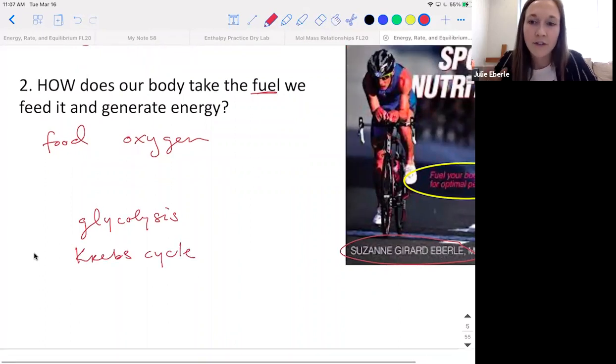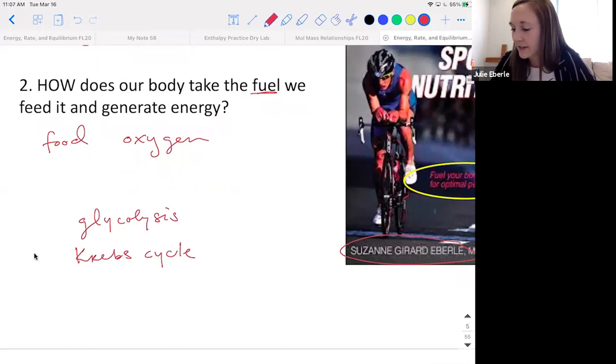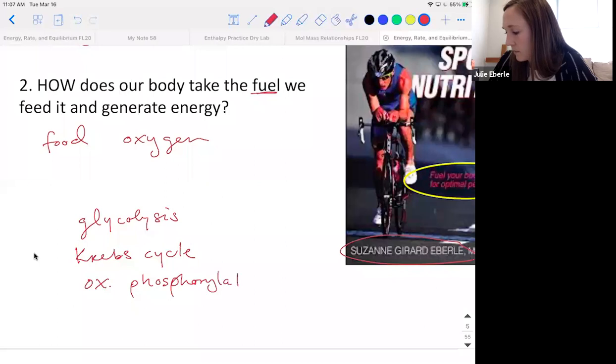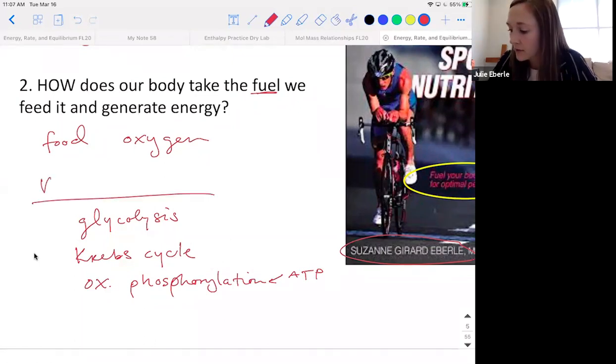Okay, and then the very last part of this is actually really specific, and I wouldn't expect anybody to know this until you take maybe a more upper level chemistry class. The last part is called oxidative, I'm going to abbreviate, phosphorylation. And this is actually the part where ATP is made. Okay, now the sum total of all of this is our metabolism.